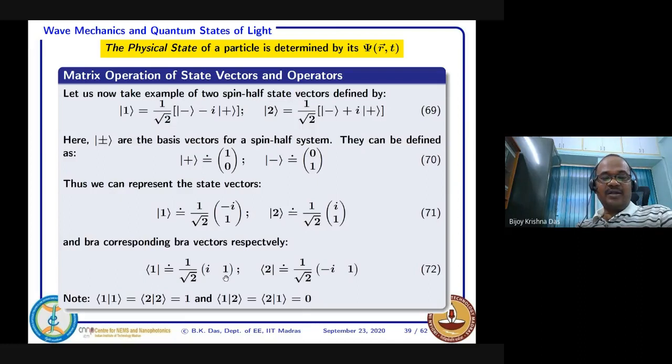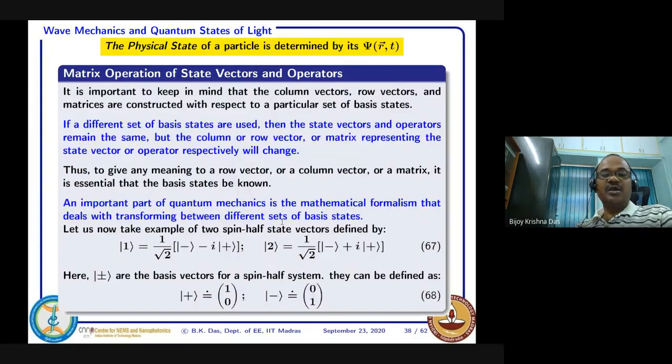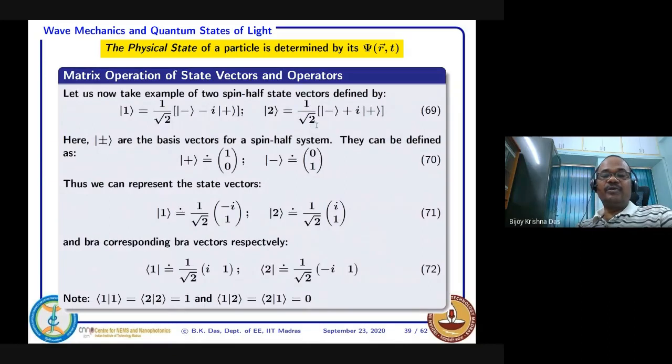You can do quick math also. This is a row matrix and this is a column matrix. 1 by root 2 times 1 by root 2 becomes 1 by 2. Then i times i gives plus 1, and 1 times 1 is plus 1, so inside it is 2, and 2 divided by 2 is 1. Similarly, the inner product of the other two is also 1. So vectors 1 and 2, which I represented in the spin vector space in this expression, are actually normalized also.